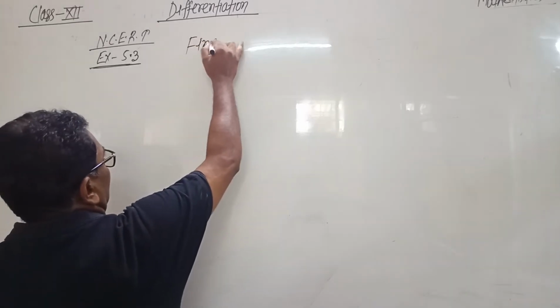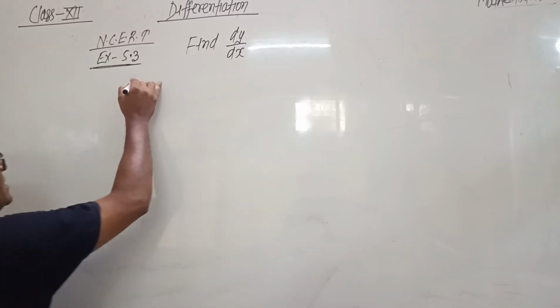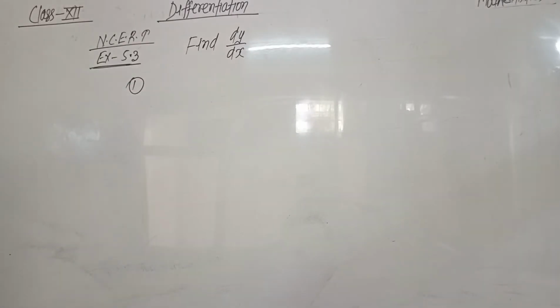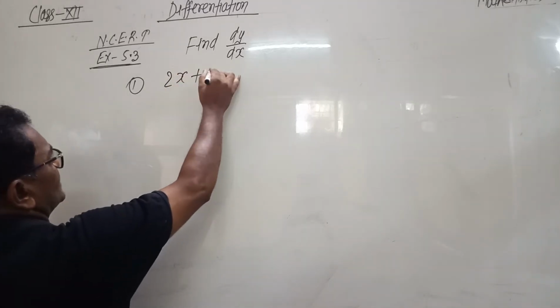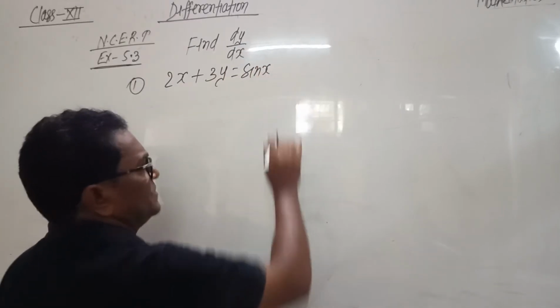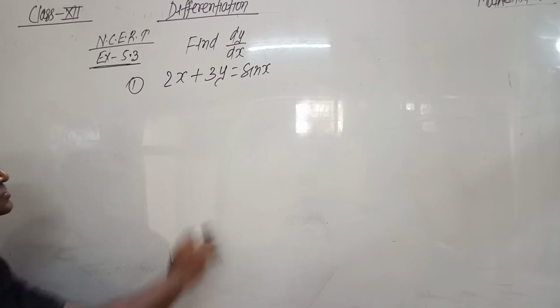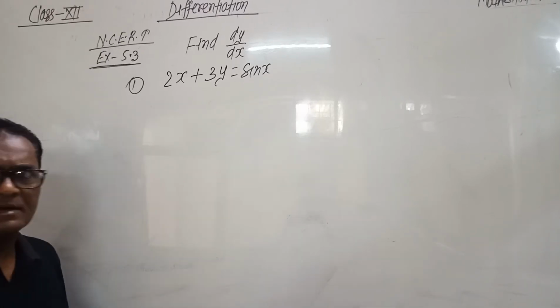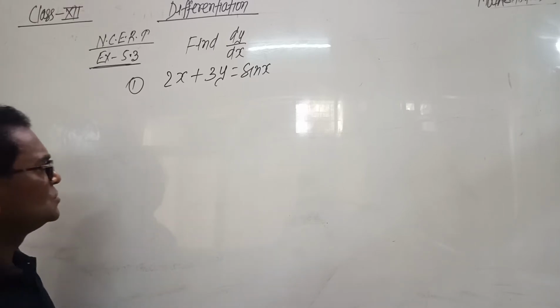Find dy by dx. The first question is 2x plus 3y equals sin x. We have to find dy by dx. So we will differentiate all the terms, left side terms as well as right side terms, with respect to x.